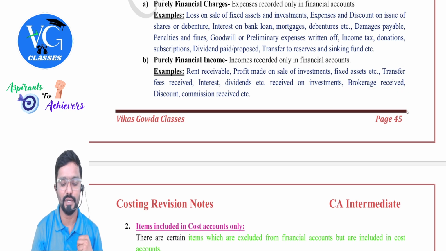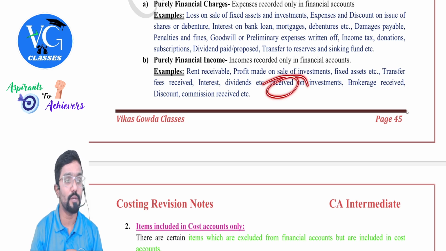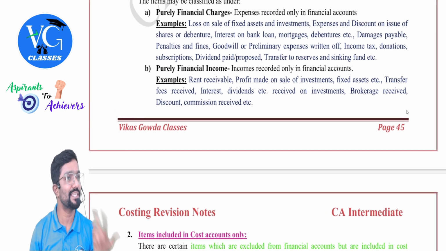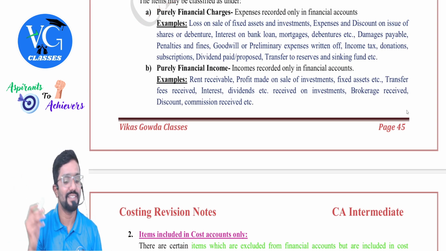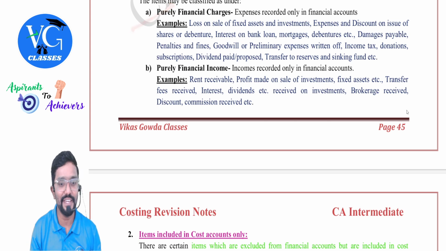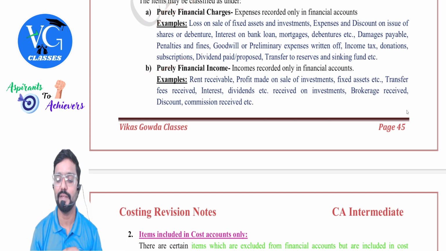Next, brokerage received, discount, commission, etc. received. See, some of these can also be payments. For example, interest paid. It will be pure financial charges. Clear? Or sir, what if I am paying dividend to my shareholders? Then pure financial charges. If I receive income, if I pay expenses. Clear? Let me explain this with an example.